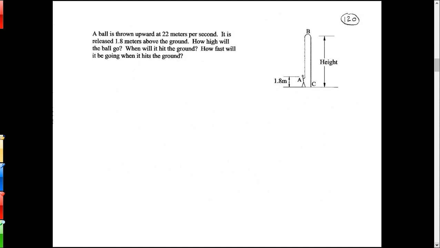Which is interesting because that gets us to this first little example we've got. So let's say we throw a ball upward at 22 meters per second and it's released 1.8 meters above the ground. How high will the ball go and when will it hit the ground? How fast will it be going when it hits the ground?